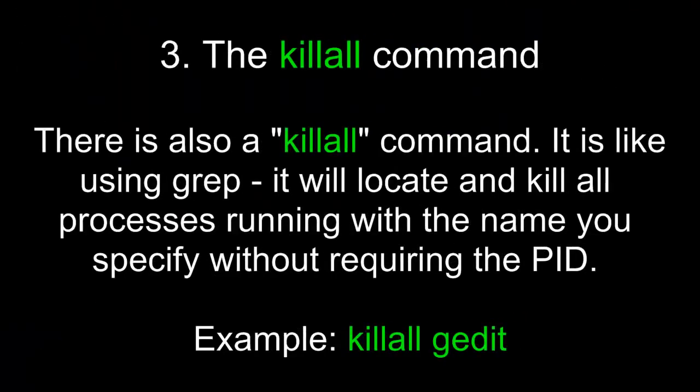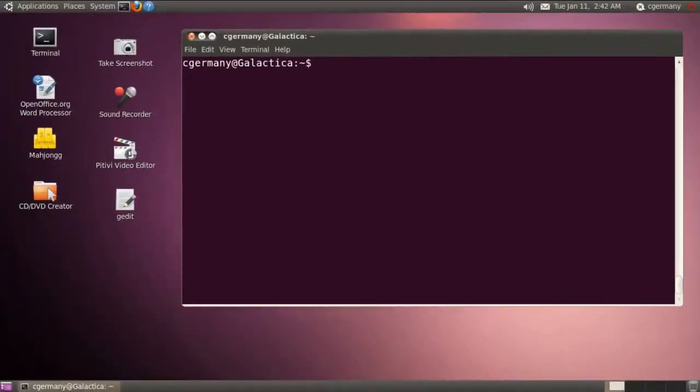The killall command. There is also a killall command. It is like using grep. It will locate and kill all processes running with the name you specify without requiring the PID. For example, if I typed killall gedit, it would go and find all the processes that were running under the name gedit and kill them regardless of their process ID. That's the basic kill command, but let's say I had multiple processes and I wanted to kill them all at the same time. Then that might be a good candidate to use the killall command.